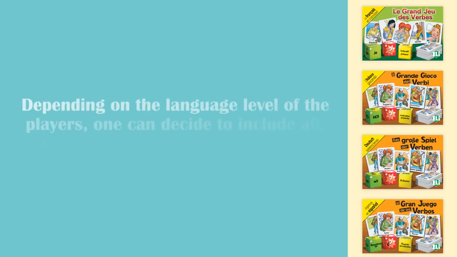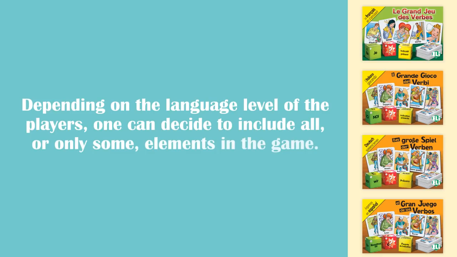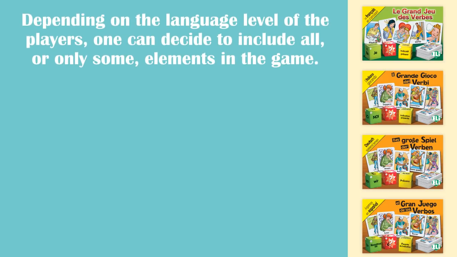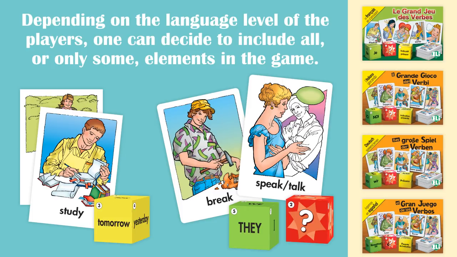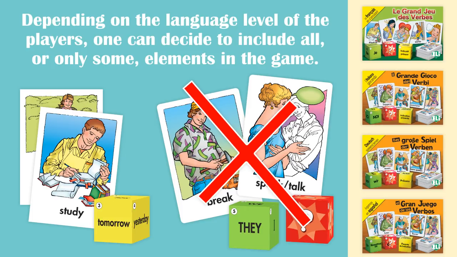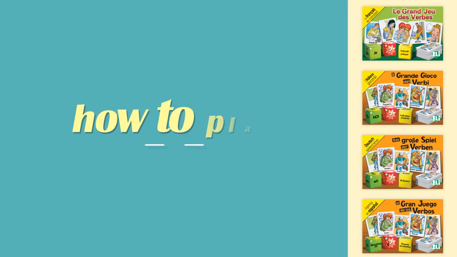Depending on the language level of the players, one can decide to include all or only some elements in the game. For instance, for an easy game, use only common regular verb cards, the personal pronouns die and the time indication die. Set aside irregular verb cards and the symbols die. Let's try!